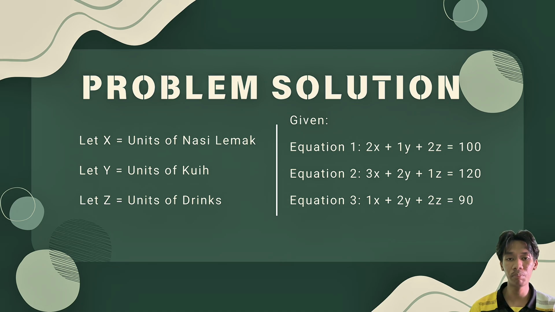Let variable x be units of nasi lemak, variable y be units of kuih, and variable z be units of drinks. So, let's convert this information to linear equations. Finally, it will be 2x plus y plus 2z equals 100 for the first equation, 3x plus 2y plus z equals 120 for the second equation, and the third equation is x plus 2y plus 2z equals 90.